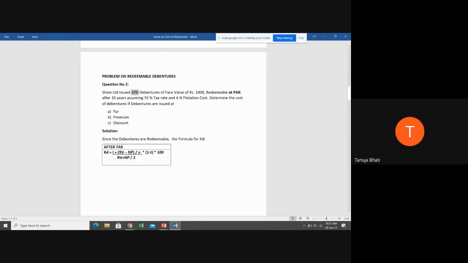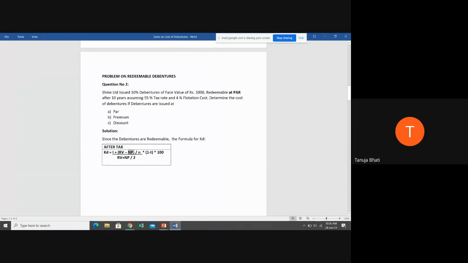Now RV, what is RV, students? Redeemable value. So on what value is it redeemed? Yes, students, redeemable value, correct. Now redeemable value, it is redeemed at par. Now what is the meaning of par? Face value. So what is going to be the value for RV? Same as face value. 1000. Very good. Whoever told 1000, correct answer.